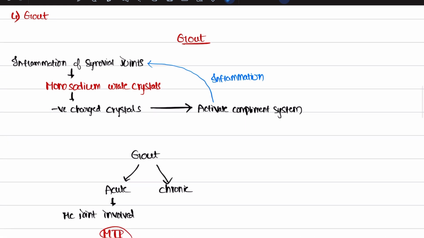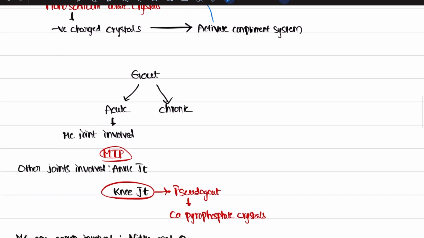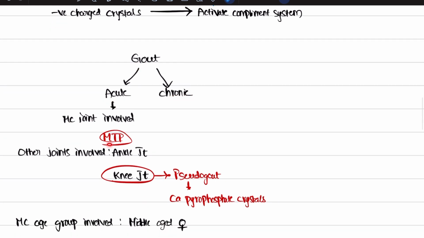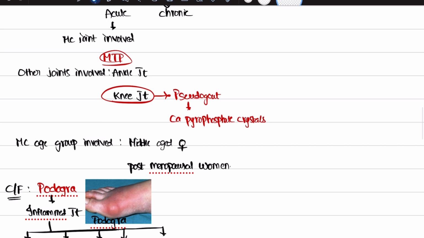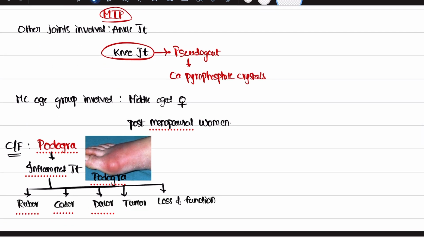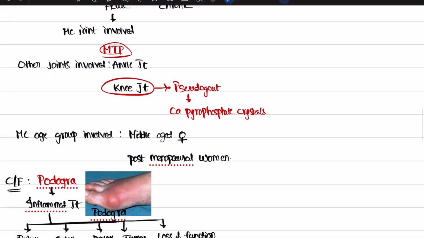Here the point you need to remember is monosodium urate crystals. What is the type of crystals? Monosodium urate crystals. What is the charge? Negative charge. Then gout is further classified into acute gout and chronic gout. In acute gout, the most common joint involved is the MTP joint. So what is this MTP joint? This is our MTP joint. Here you see the sign. This is called podagra. In the clinical features, you are going to see this as podagra.